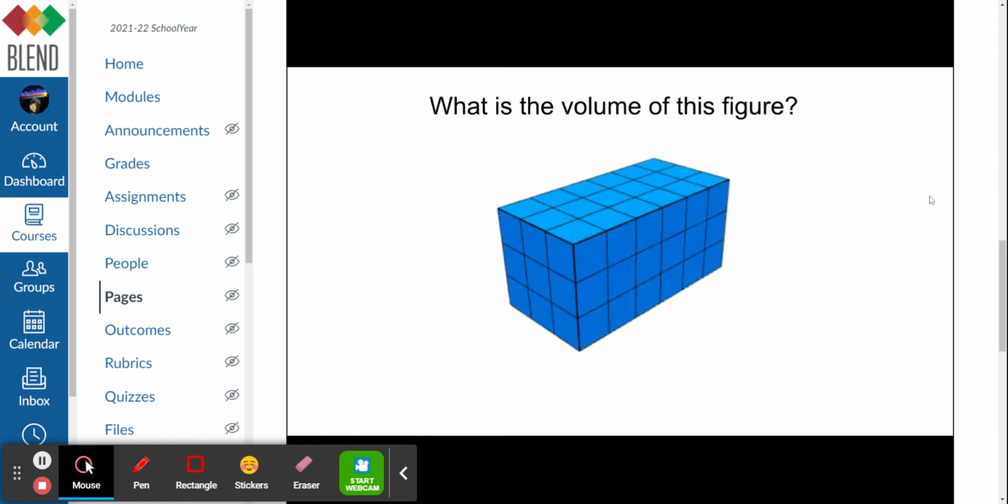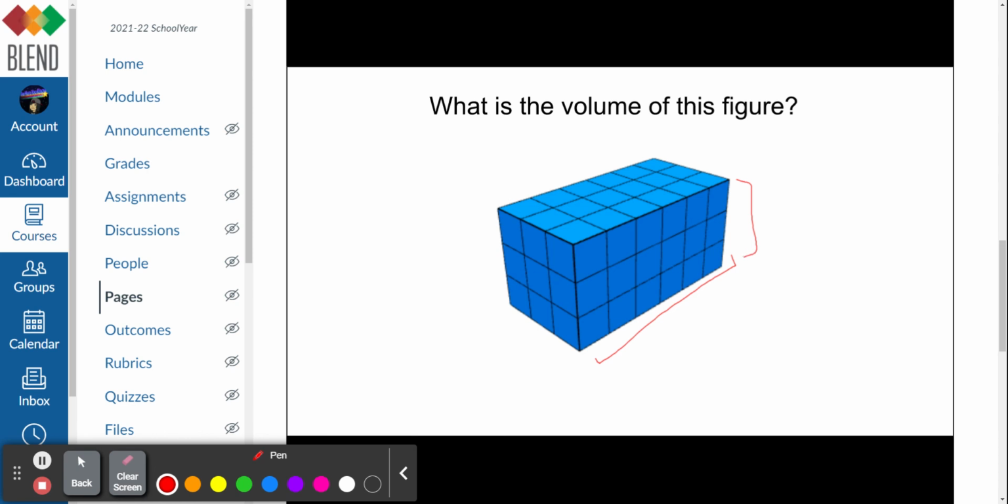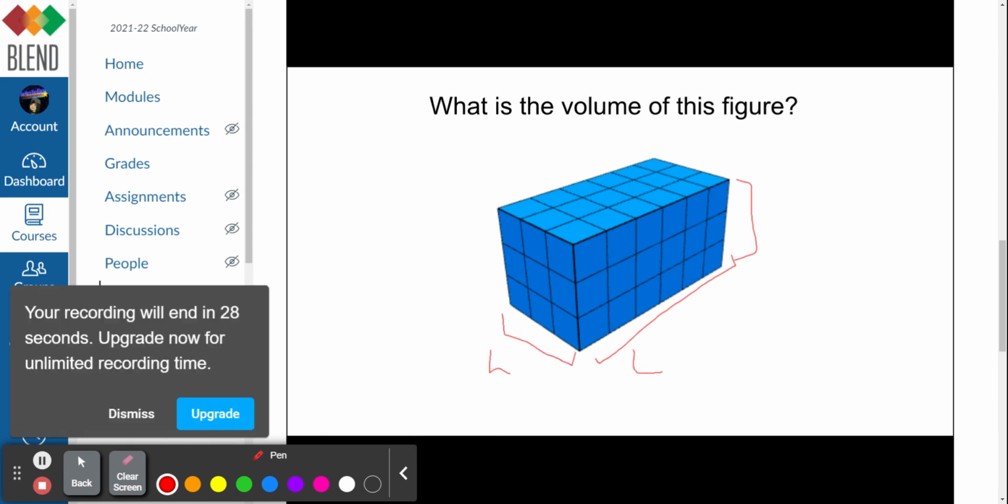So let's see, what is the volume of this figure? So we're going to go ahead and do the same thing. We're going to find out what the length, the width, and the height is. And then once we figure out the length, the width, and the height, then go ahead and plug it into the formula. Find the base layer and multiply it times how tall your shape is. So our width is 3, our length is 6, and our height is 3. So go ahead and plug that into the formula, and then when we come back, we'll check our work. I'll see you then.